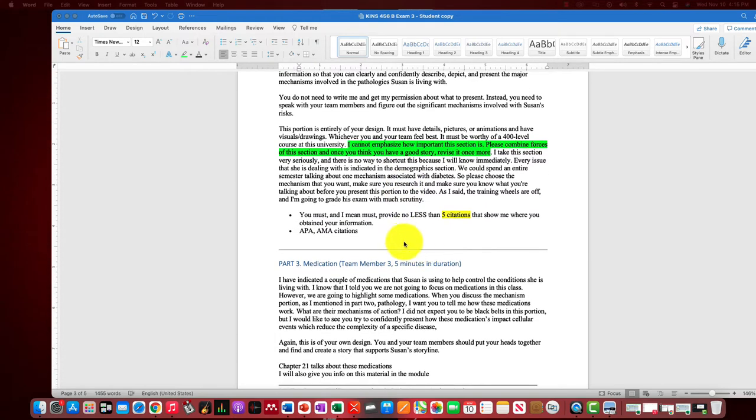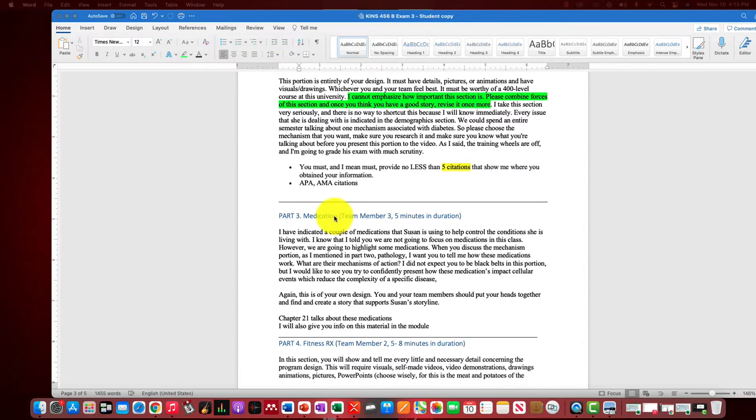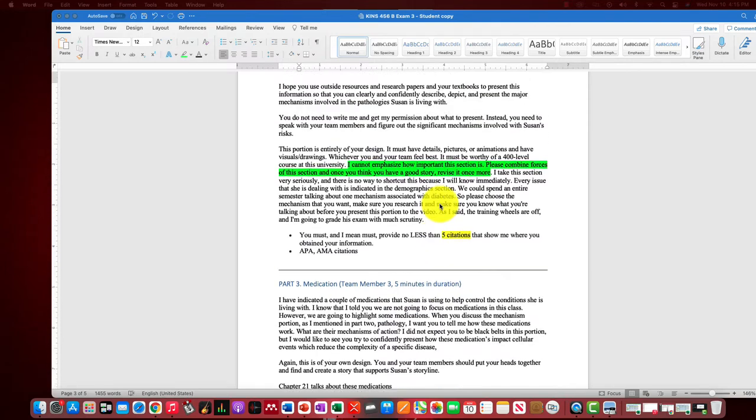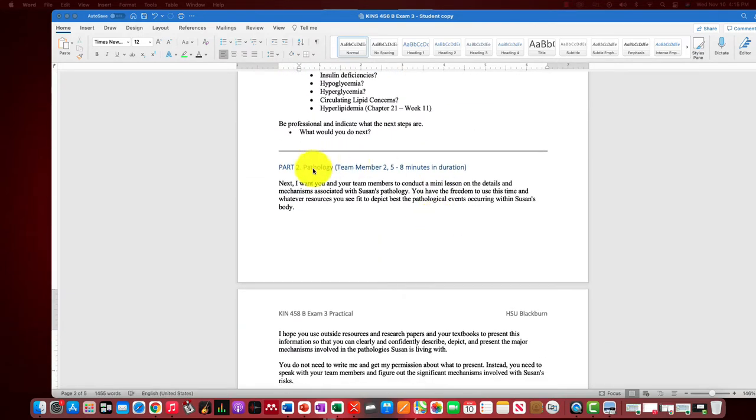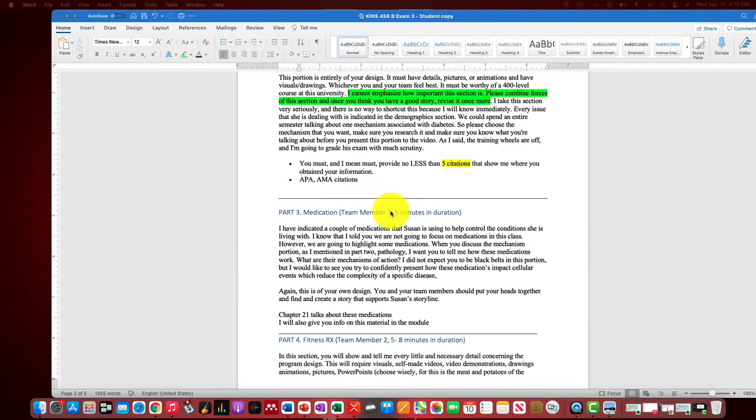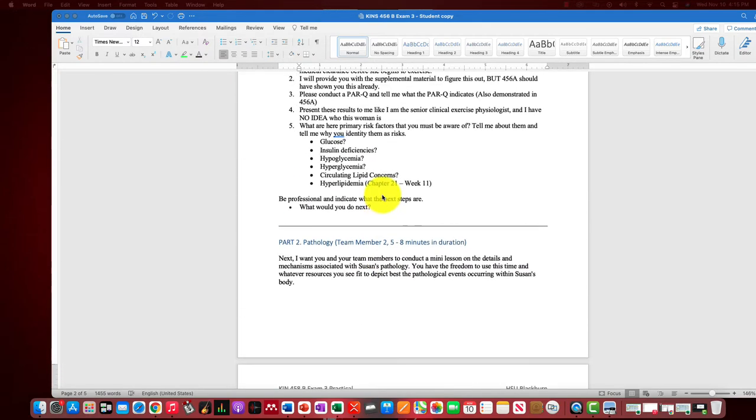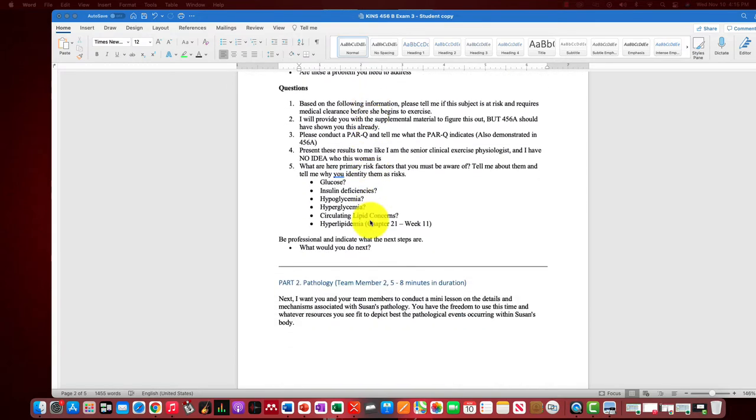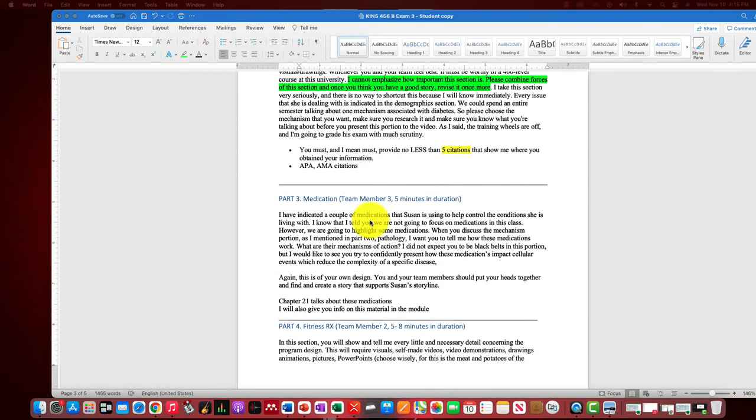Now, I told you she is on some medication, so team member 3 is going to do a 5-minute video, just like team member 1 did a video, team member 2 did a video, team member 3 does a video. Now, really quick, you don't have to segregate these portions by team. You can do this any way you want. I'm just doing this as a reference for you. So if one person wants to present pathology and introduction, by all means, do so. You have total control of this. I'm just giving you an outline.